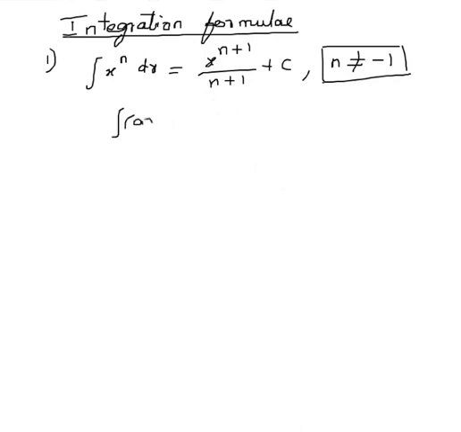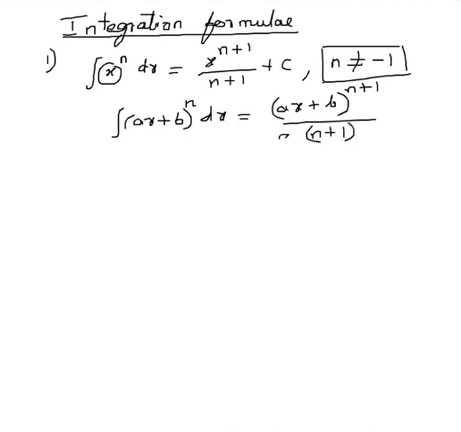This formula is applicable if you have a linear function of x in place of x. See, in place of x, we have ax plus b, which is a linear function of x, raised to n dx. So the same formula we can apply: ax plus b raised to n plus 1 divided by n plus 1. But remember, we have to divide by the coefficient of the x term.